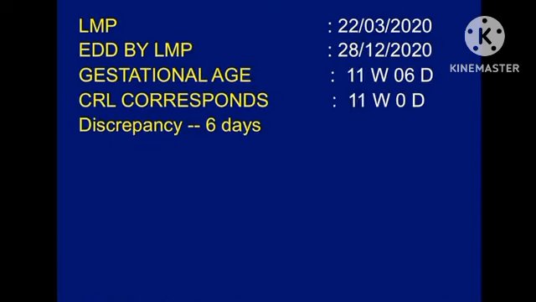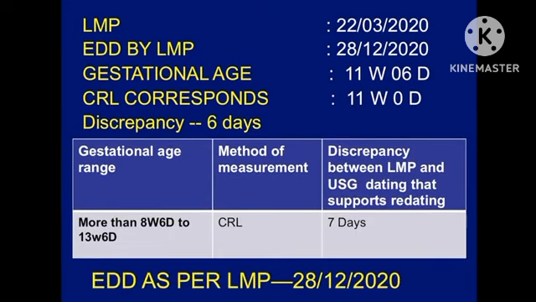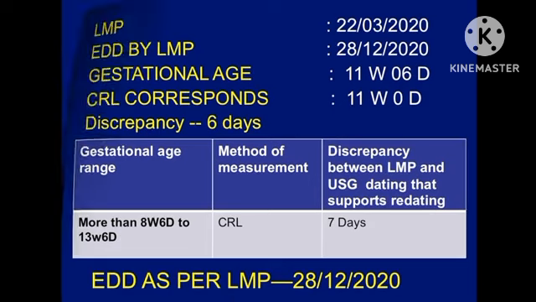Now, when I see the patient for the first time at around 12 weeks and if the discrepancy is 6 days, what does my chart tell me? It is at 11 weeks 6 days. So, this is falling between 9 to 14 weeks. I will assign it only by CRL, and the difference which is acceptable is 7 days. Here the difference is 6 days. So, what should I do? I will write the EDD as per LMP and will not change the EDD.